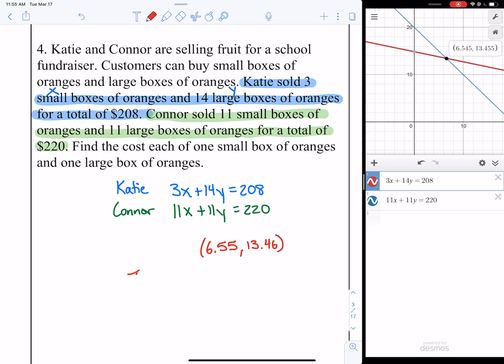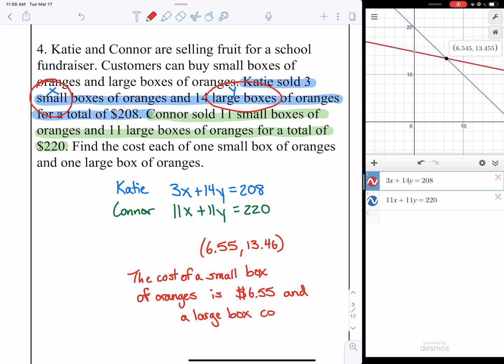So the cost of a small box of oranges we found is, and we can refer back to our x was our small boxes. We just picked that out. As long as you keep it consistent, you can pick whichever letter for whichever type of box you wanted. And then y was our large box variable. So the cost of a small box of oranges is $6.55. And a large box costs $13.46.